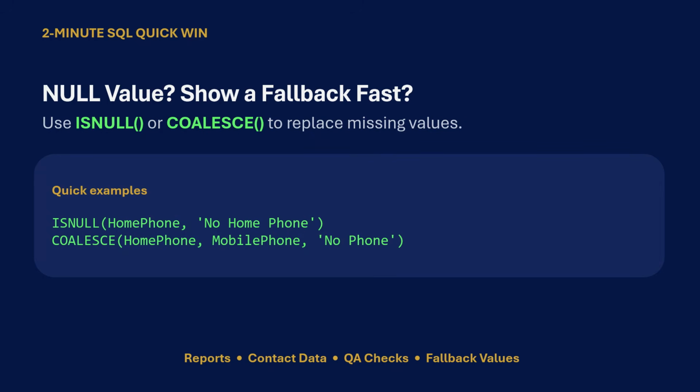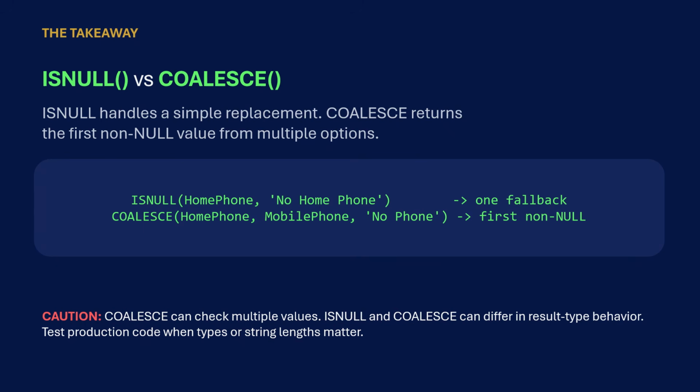The takeaway is simple. Use ISNULL when you need one quick fallback value for one expression. Use COALESCE when you want the first non-null result from multiple possible values. One professional caution: they are not always identical because data type behavior can differ, especially with string lengths and type precedence. So in production code, validate the result carefully.